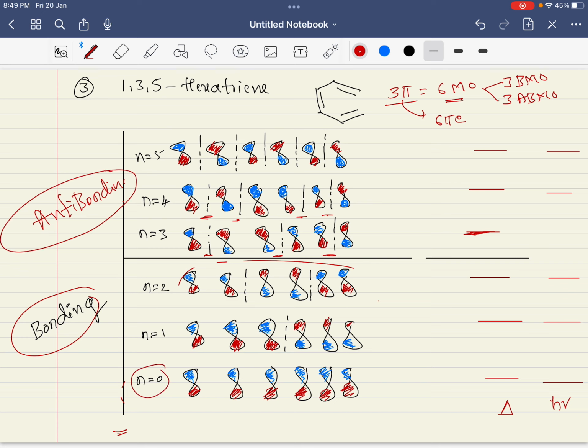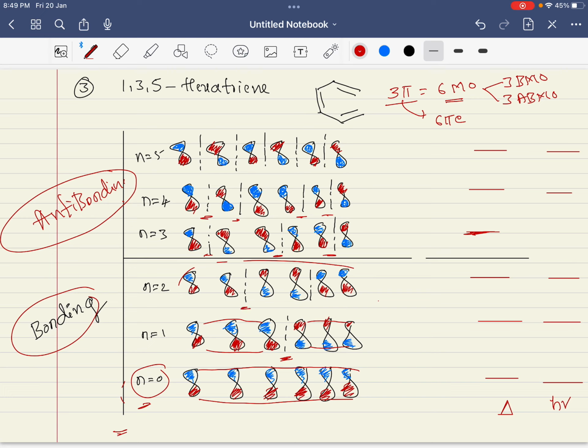When n equals 0, there is a perfect symmetric overlap. So because of that, there is no node here. When n equals 1, there is one node. These 3 are symmetrical overlap. These 3 are symmetrically overlapping. So there is only one node here.